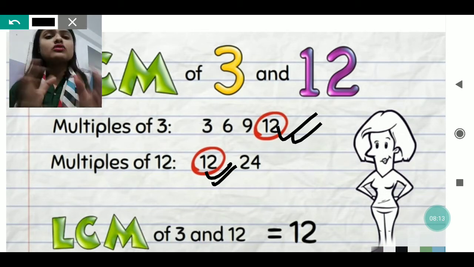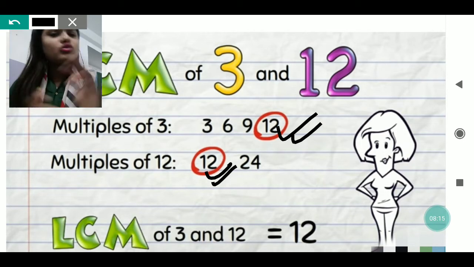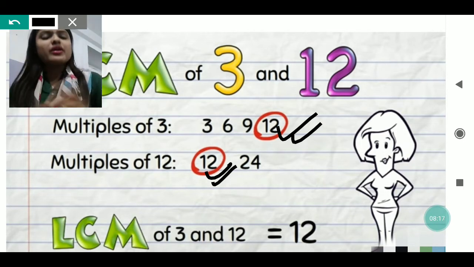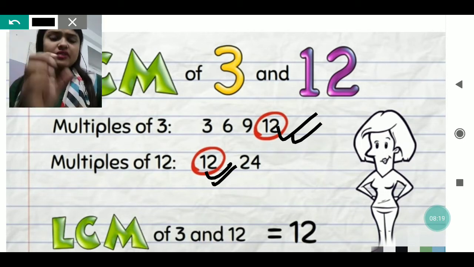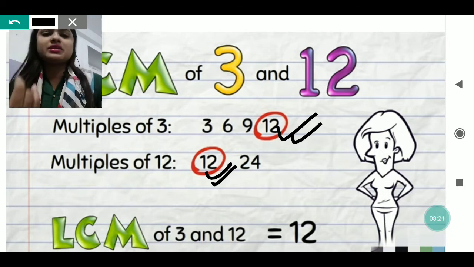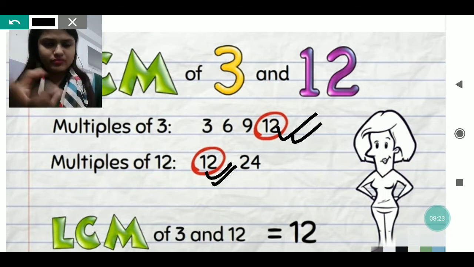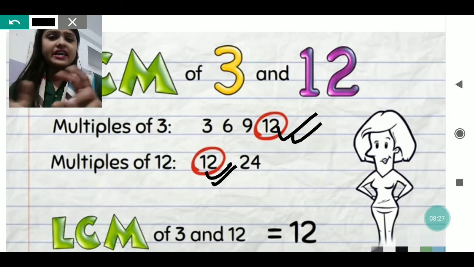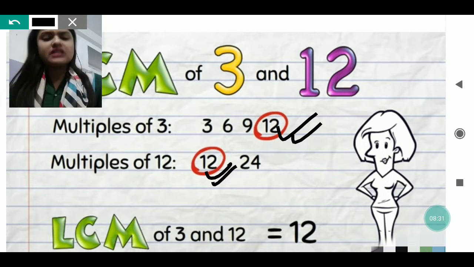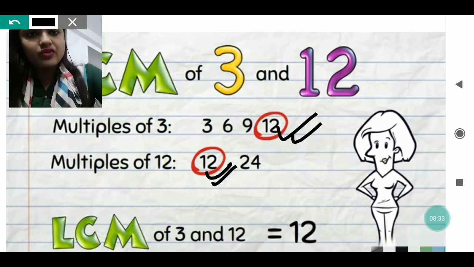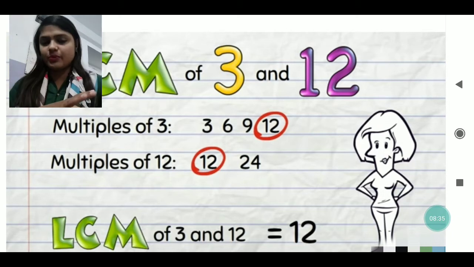For doing this, you have to write the multiples first. No need to write all the multiples, because the first common multiple which you get in the beginning will be the least multiple. I made a mistake: the first common multiple which you get between them is the least multiple. So no need to go further, no need to write all the multiples.